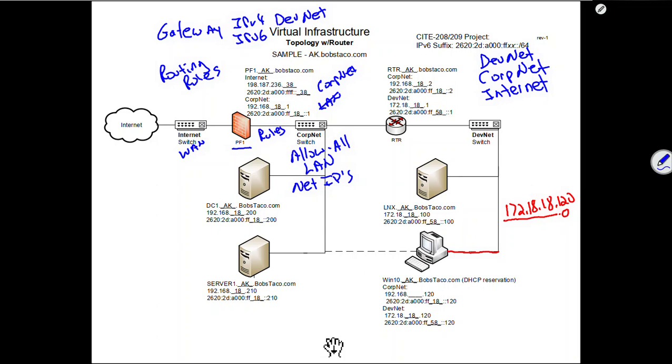What we need to do to allow traffic to go out through PF1 from DevNet is we need to create two additional rules. We're going to create two more allow all rules, one for IPv4 and one for IPv6, and I'll show you how to do that.